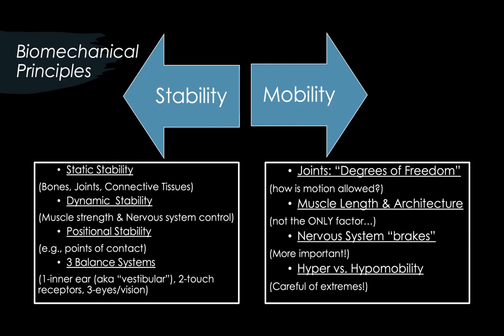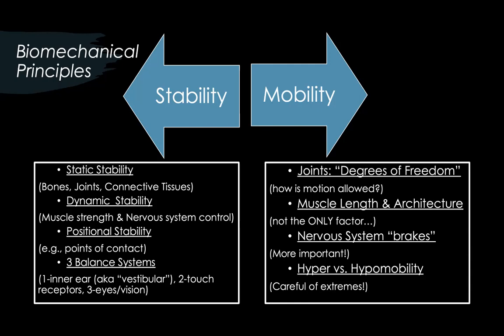One way to leverage knowledge of these balance systems is to use gaze fixation, in yoga what we oftentimes call drishti. So finding a point that is fixed and using that eye focus to maintain balance is a very real biomechanical and nervous system kind of hack that we can use to create more stability within our yoga poses. So that's pretty cool, I think.